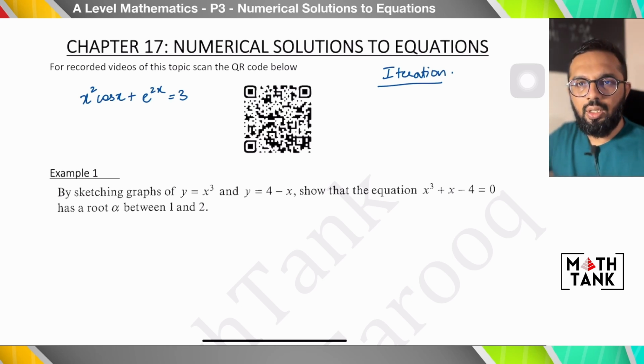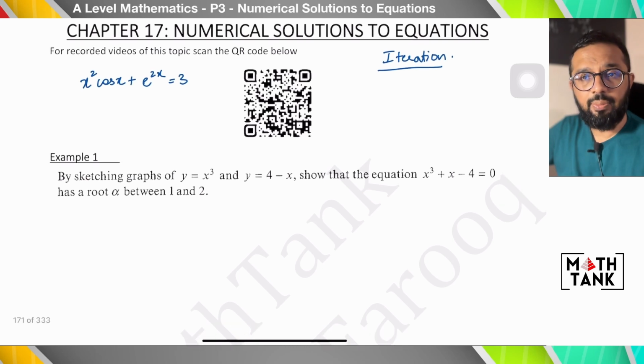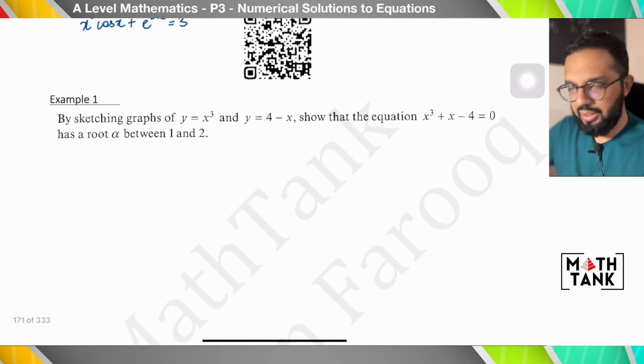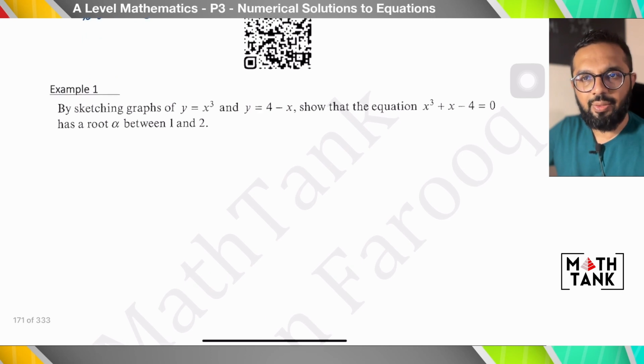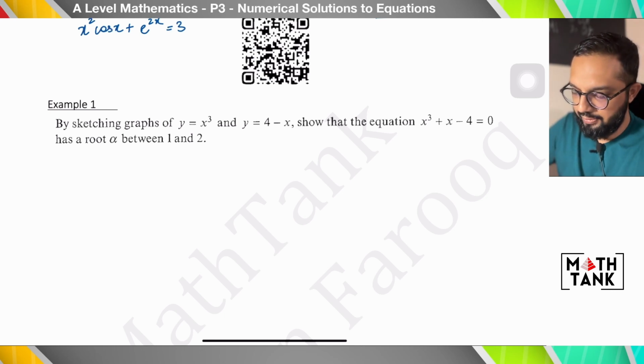Now, when this sort of question comes up on the exam, it comes up with numerous parts. So in the first two or three examples, what I'm going to show you is how to solve those parts. The first part is usually about sketching a curve. It says by sketching the graphs of y equals x cubed and y equals 4 minus x, show that the equation x cubed plus x minus 4 has a root between 1 and 2.